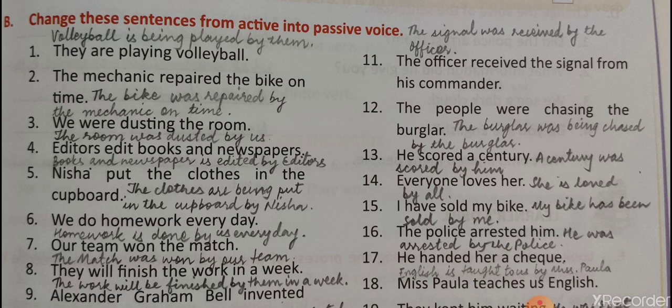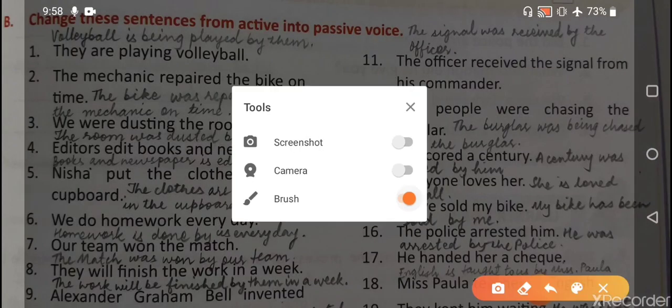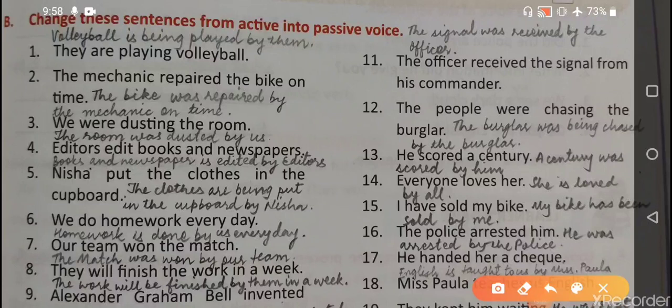The people were chasing the burglar. So the burglar was being chased by the people. I'm sorry, this is people, not burglar. I'm sorry, that is my mistake. Here it is people. He scored a century. So a century was scored by him. Everyone loves her. So she is loved by all, or you can also write here she is loved by everybody. Both of them are correct.